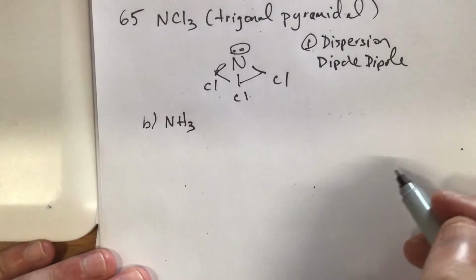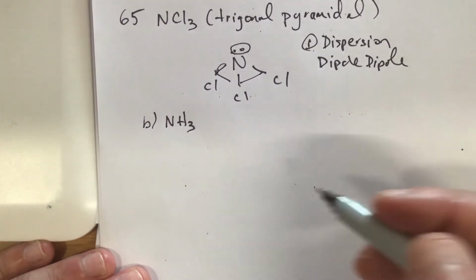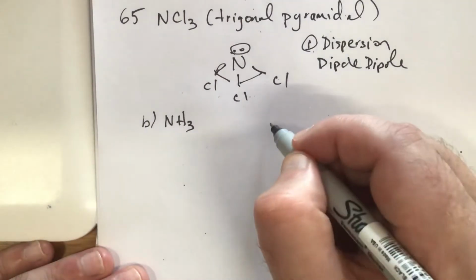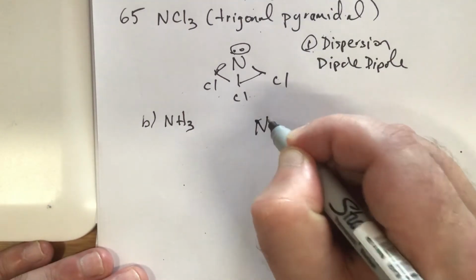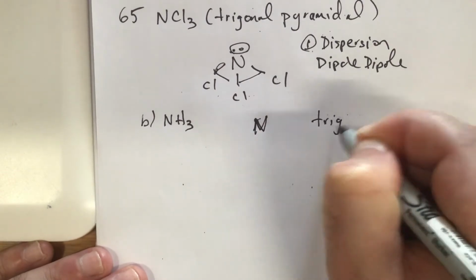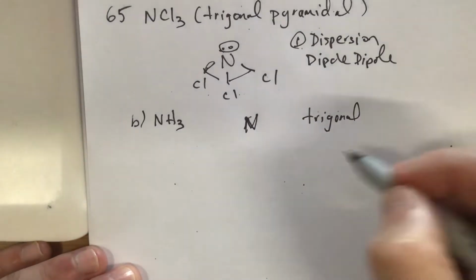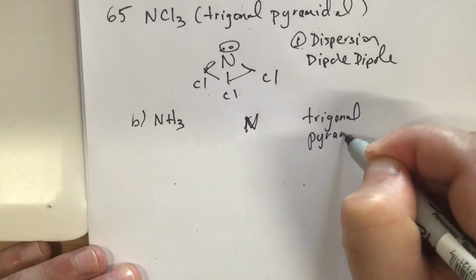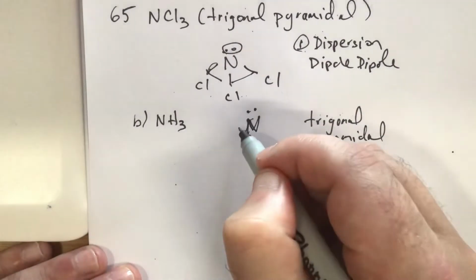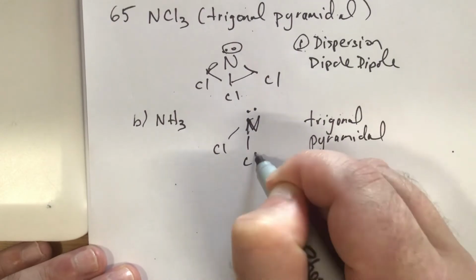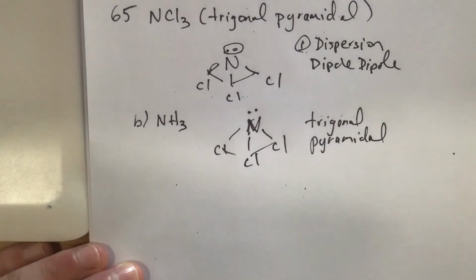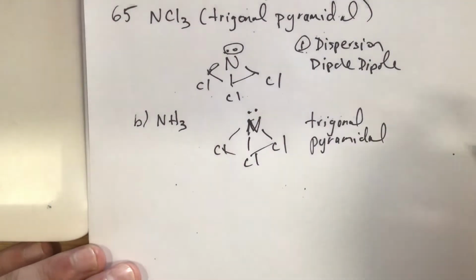NH3, which we should know what that is. That's ammonia. We've got nitrogen again. This is going to be another trigonal pyramidal shape. You have that lone pair of electrons on the top, and then it's going to come down like this, again making that pyramid shape. So what do we have here?